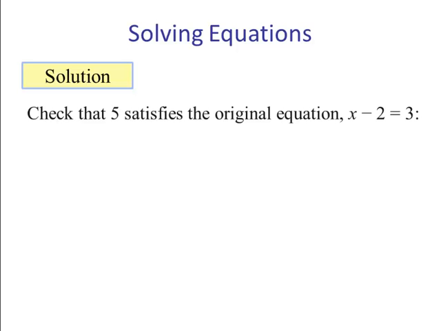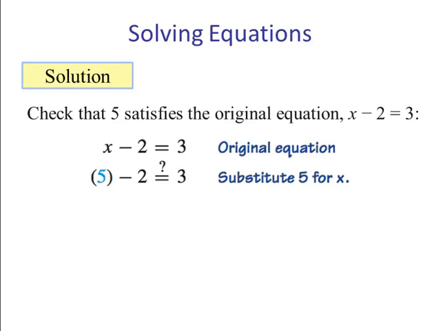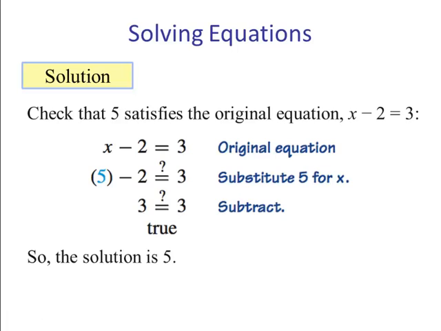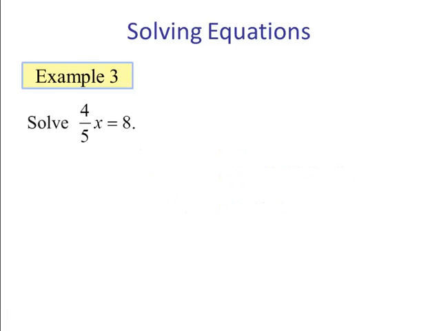Now to check this, we're going to take the original equation and substitute 5 in for x, and we see if the left-hand side equals the right-hand side, and it does. 3 does equal 3, so it checks. So the solution is 5. We verified it. Example 3, solve 4/5 times x equals 8.